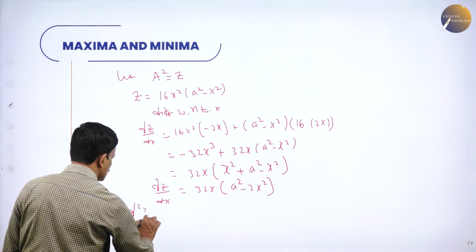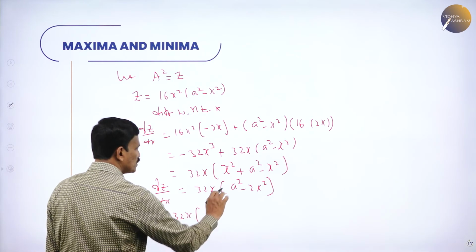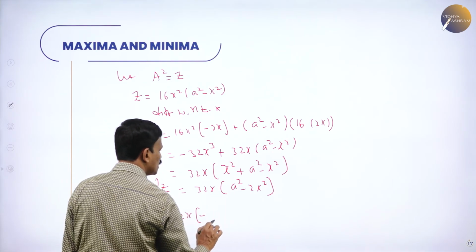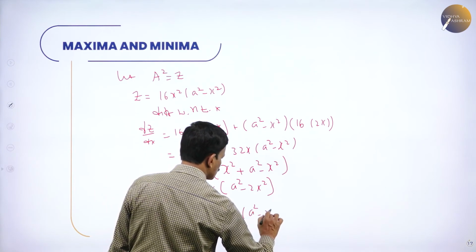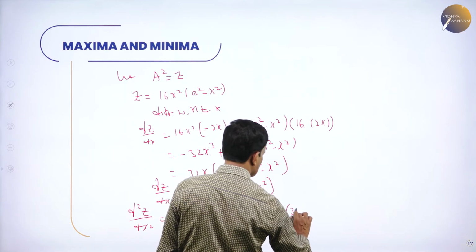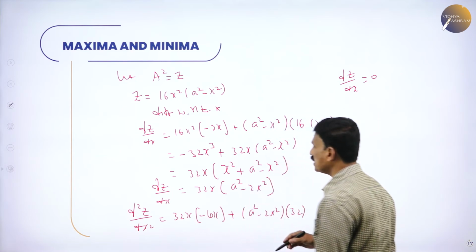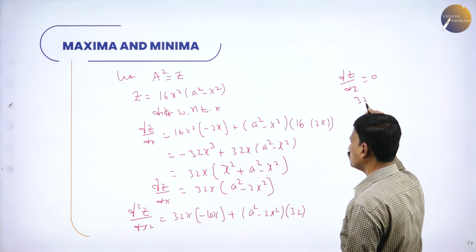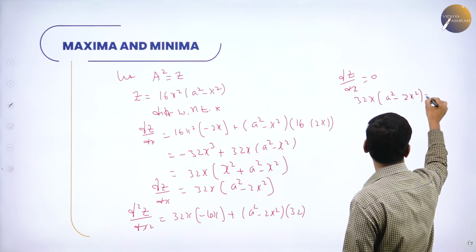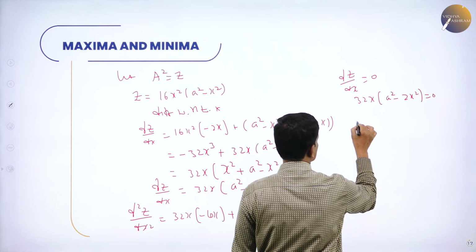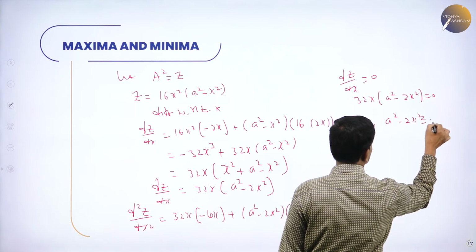Differentiate again. d²z/dx² is, again by the product rule, 32x into the differentiation of this: a² is constant, −2x² gives −4x, plus (a² − 2x²) into the differentiation of 32x, which is 32. Now for the function to be maxima or minima, dz/dx is equal to 0. That is 32x(a² − 2x²) = 0. So 32x = 0, that is x = 0, or a² − 2x² = 0.